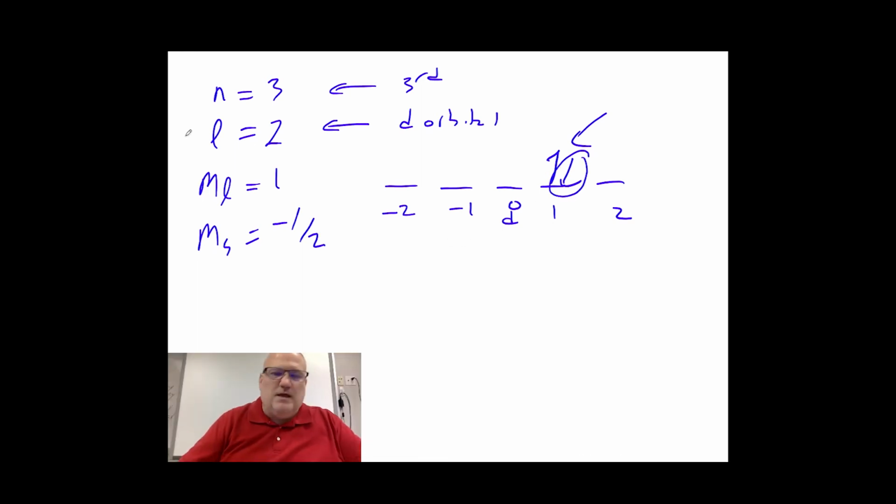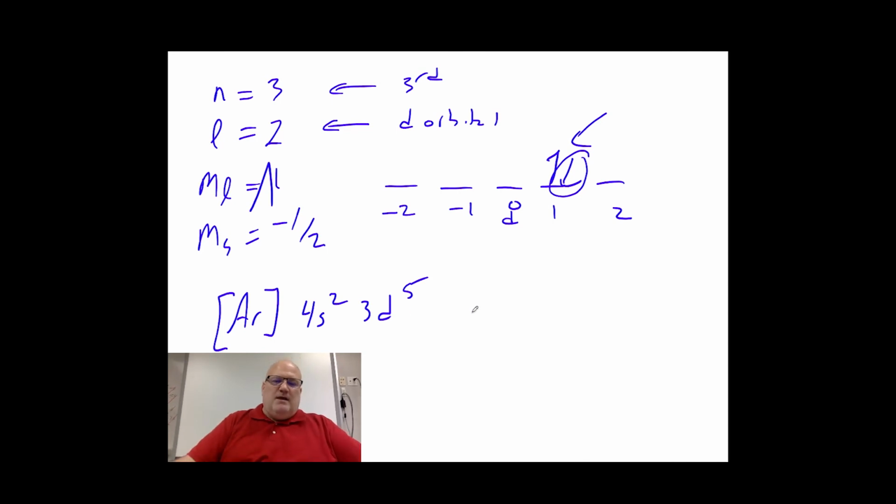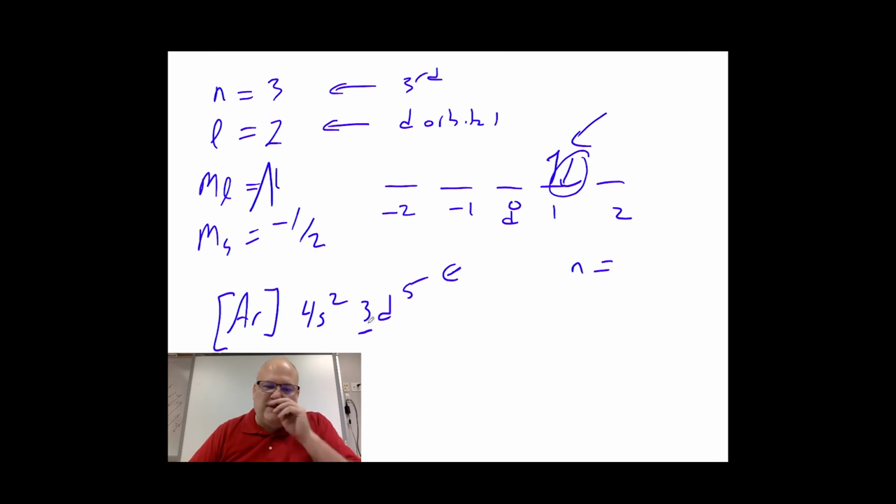Yeah? Let's pretend I gave you this configuration, and I asked you to give me the 4 quantum numbers for the very last electron we put in here. So, if I were looking at this, I could go, all right, well, N is going to be 3 because the last electron is in the 3rd energy level. So N is equal to 3.